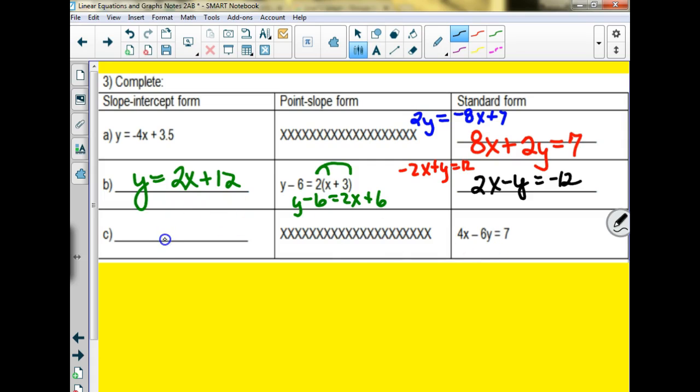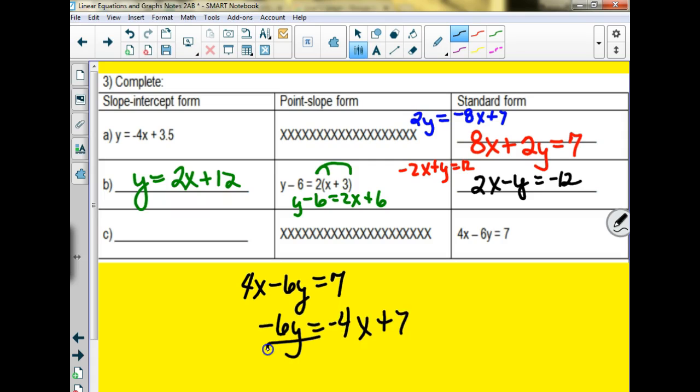All right, what about this guy? It just wants us to switch to slope-intercept. So you get the y by itself. Do you need me to do that one? Why don't you do it on your own real quick and see if you get the same answer. Solve for y. Watch your signs and reduce. That's what I got. Anybody else have an equally disgusting answer?